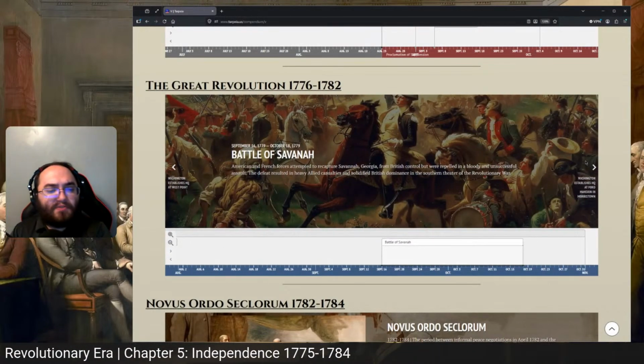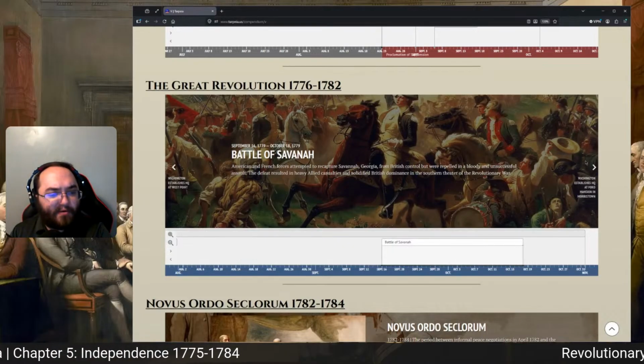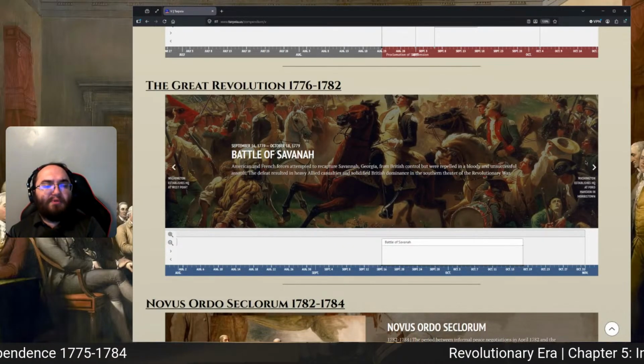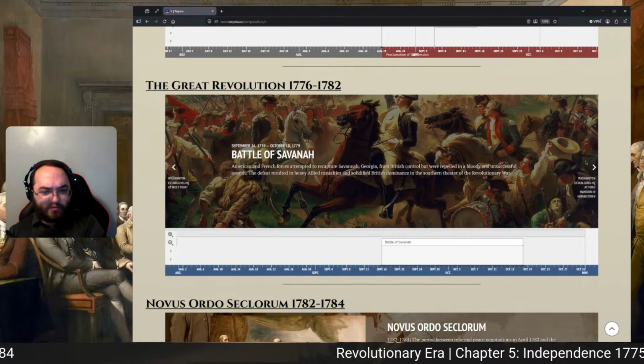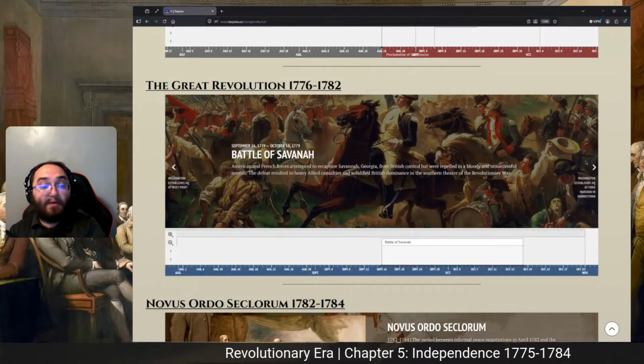And then you have the Battle of Savannah. American and French forces attempted to recapture Savannah, Georgia, from the British, and were repelled.